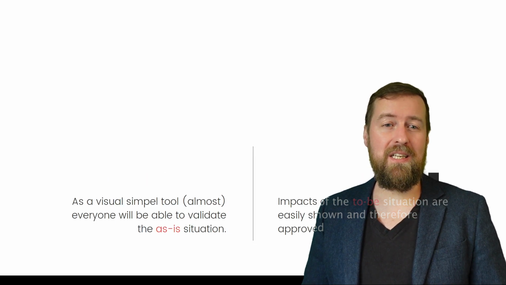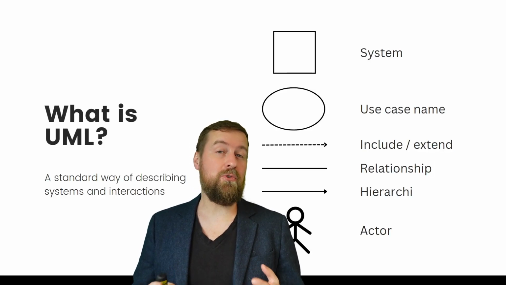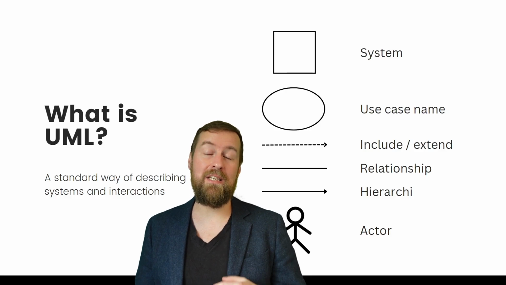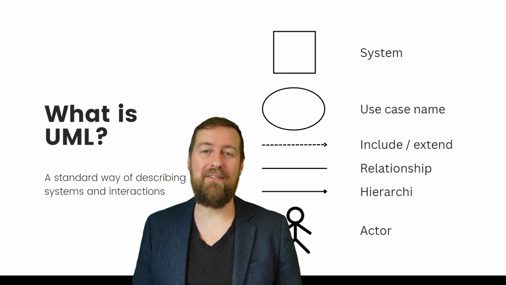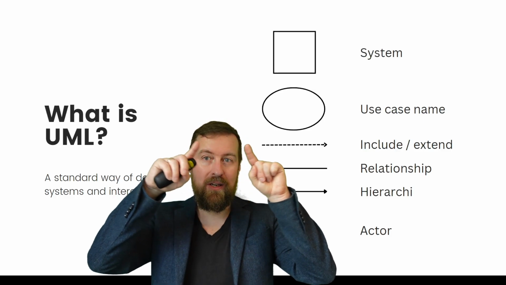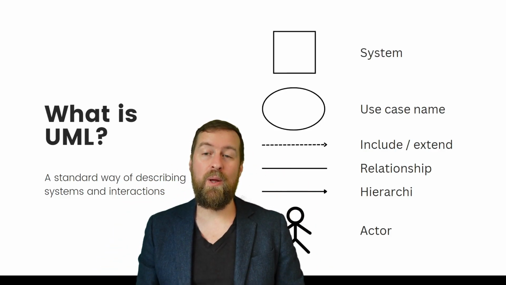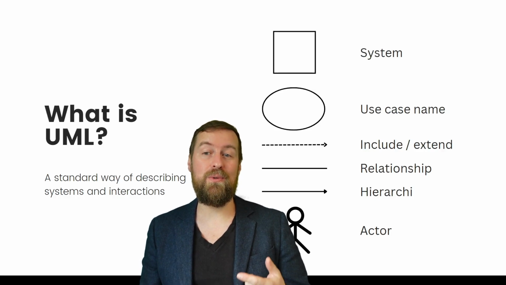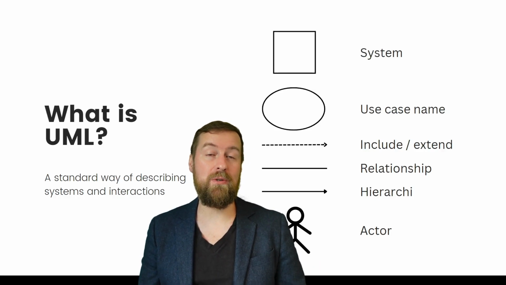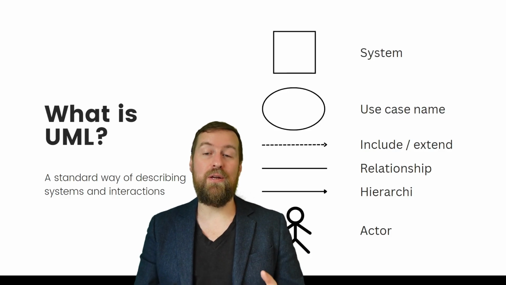What does it then consist of? It is a standard notation, and in this introduction video I'll be looking at these six categories that we have here. We have the system, which is denoted by a box. We have the use cases, the oval. We have the relationships, the extend, include, classic standard relationship or a hierarchy, and then lastly the actors. All of these things are used here.